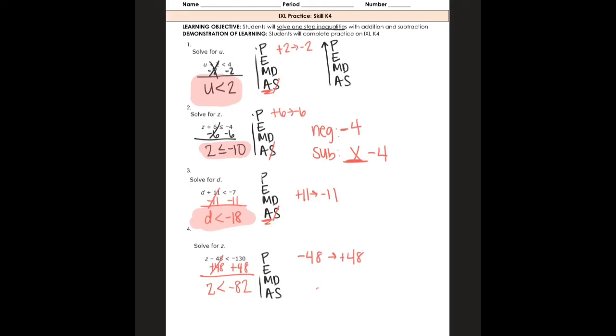Since the variable is all by itself, this is our final answer for number 4. And that is how you solve one-step inequalities.